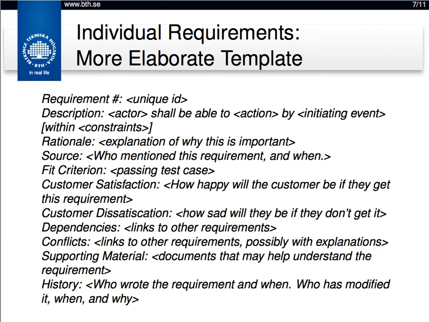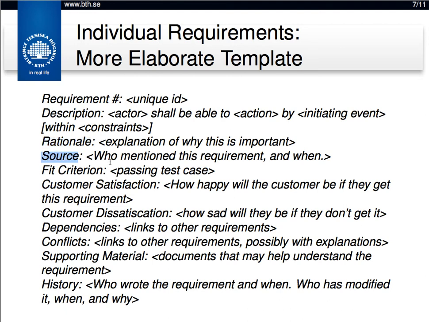If you want to be more elaborate, you can start using different attributes. So the first one is more or less the same. You have a requirements ID. You have a description. Same idea: actor shall be able to action by initiating event. Or you can use the same template that we had on the previous page. You have a rationale where you actually explain why this requirement is important. Why is it important for an actor to be able to do this?